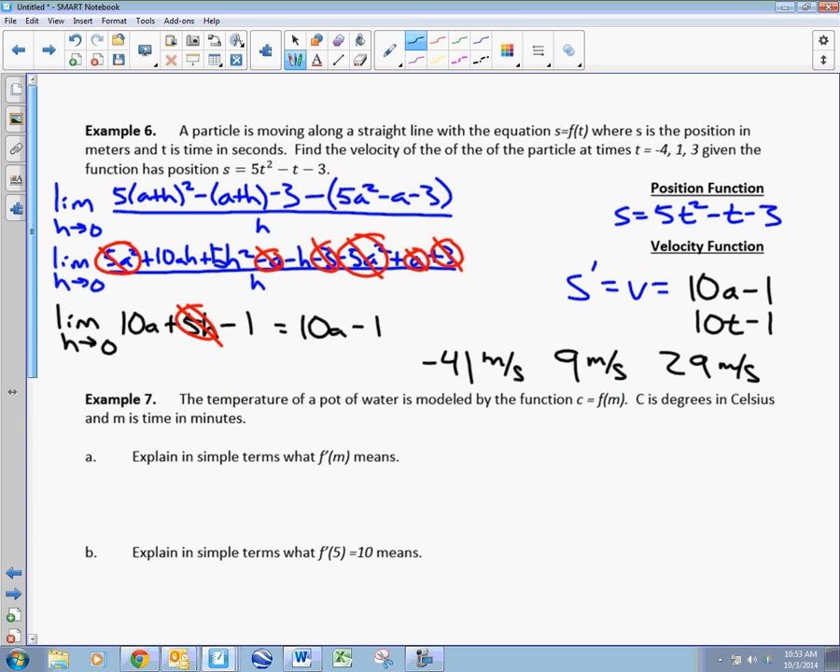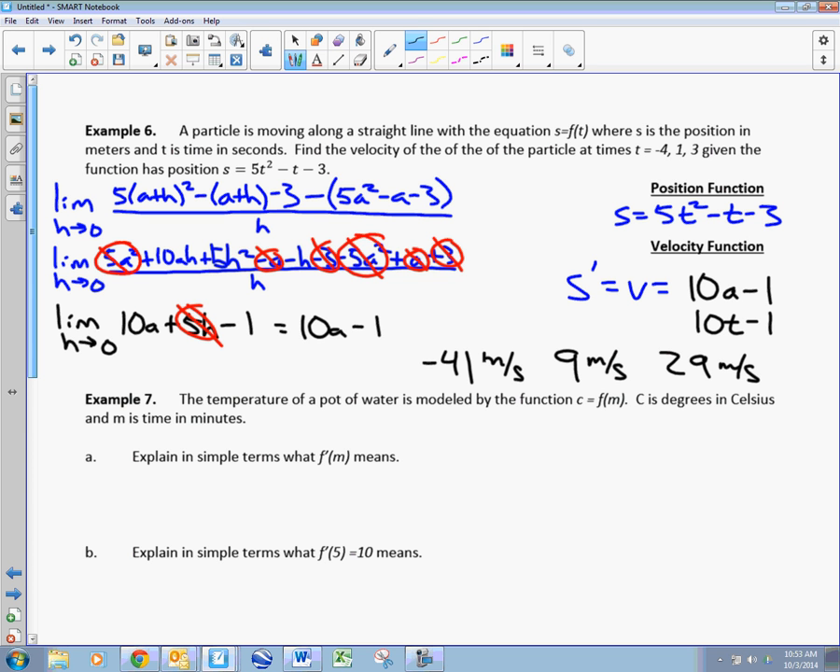So before, and this was some of the frustration on people's part, they said, we know how to do all that, but we would like to plug in right away. Like we'd like to plug in negative 4 right away. Well, go ahead. Be my guest. And then how many times would you have to do this? You'd have to do it 3 times.